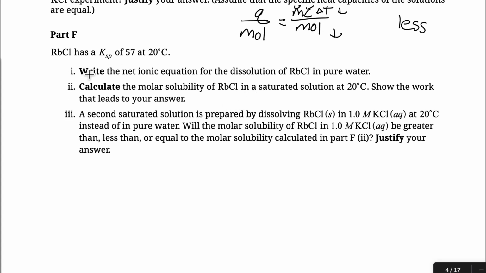Moving on, part F. RbCl has a Ksp of 57 at 20 Celsius. Write the net ionic equation for the dissolution of RbCl in pure water. So we're simply going to do RbCl. Probably should include your states of matter.